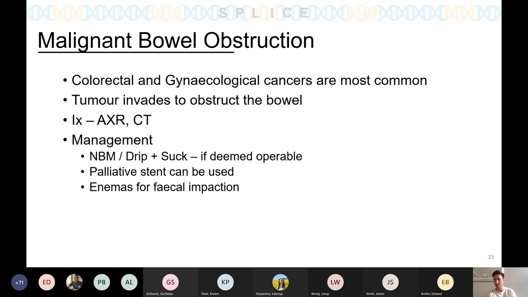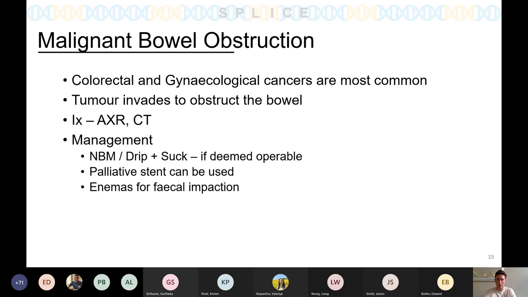So decompressing the bowel through an NG tube or stents can be used to open up the bowel and relieve symptoms in the short term. And then you can use enemas to relieve symptoms of fecal impaction. So that's your oncological emergencies.